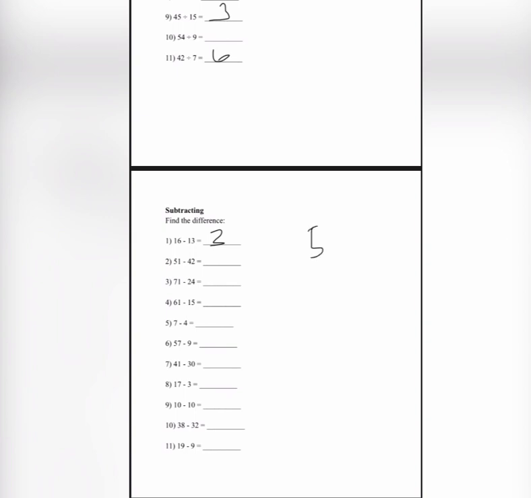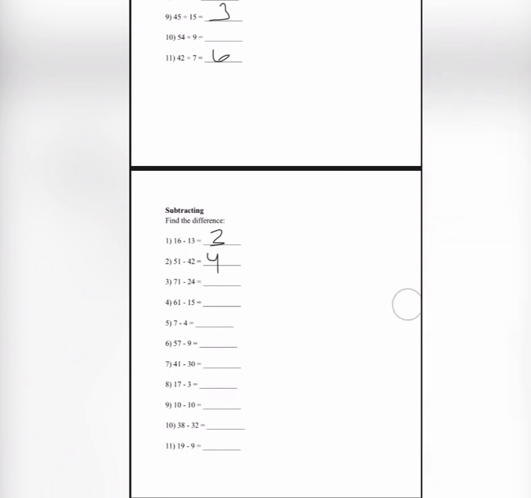Let's do number 2, 51 minus 42. We can't subtract this number, so we need to give 10 in ones. So this makes 11. 11 minus 2 is 9. And we cross out this and make 4. And 4 minus 4 is 0. So number 2 answer is 9.